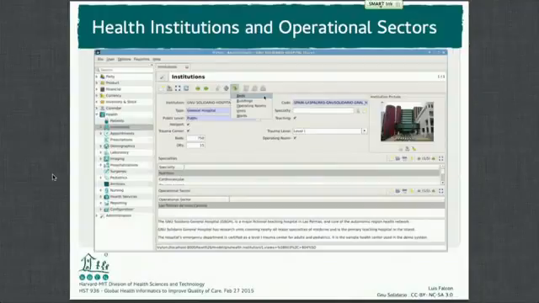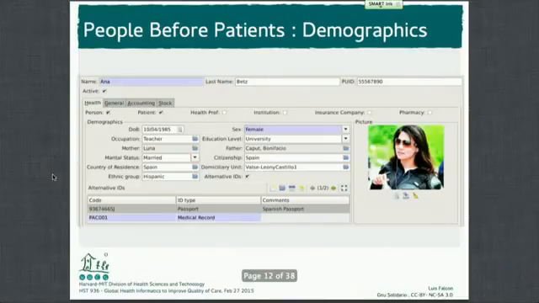Then you build the list of the health institutions, so you segment the area by which institution is responsible for the health program within your area. And then you take, what I say, people before patients. You take the demographics of the people that are actually living there.